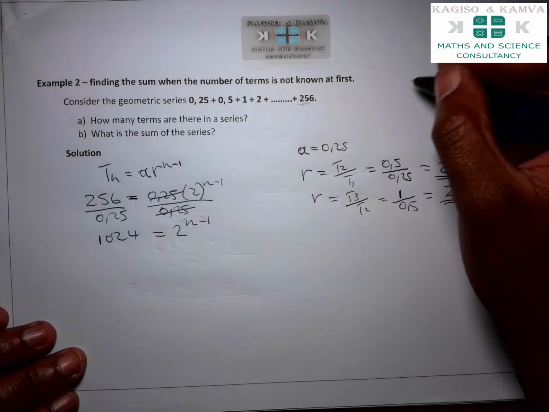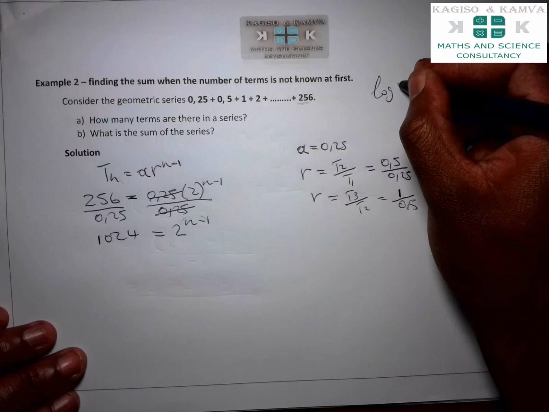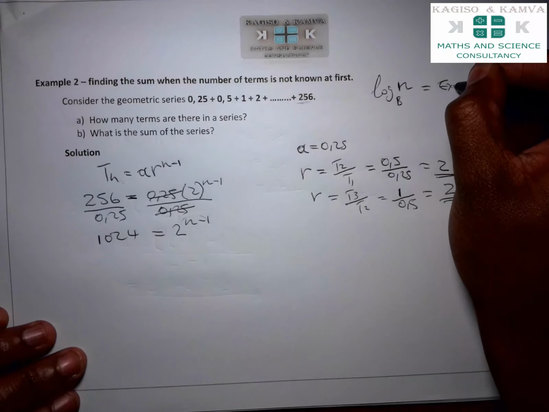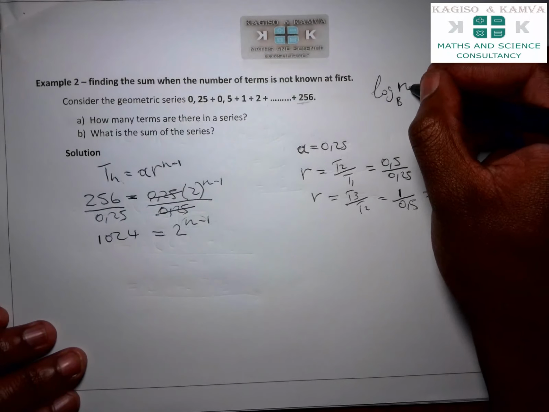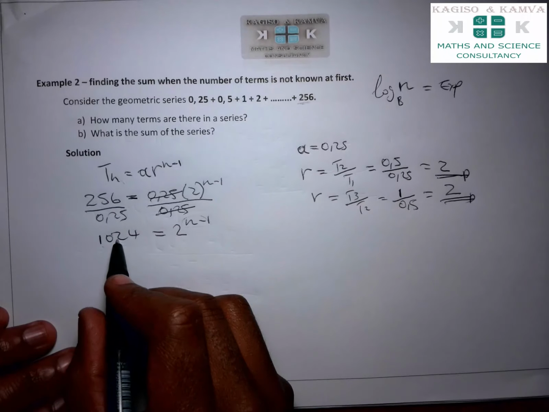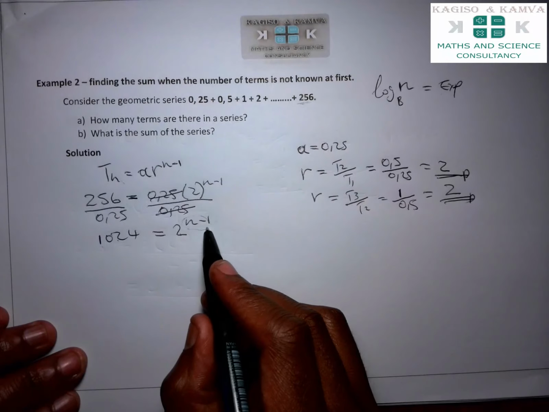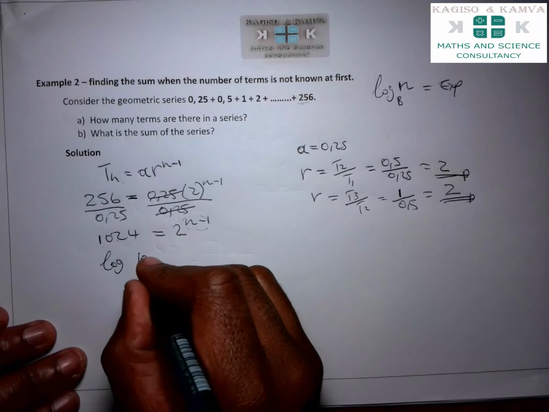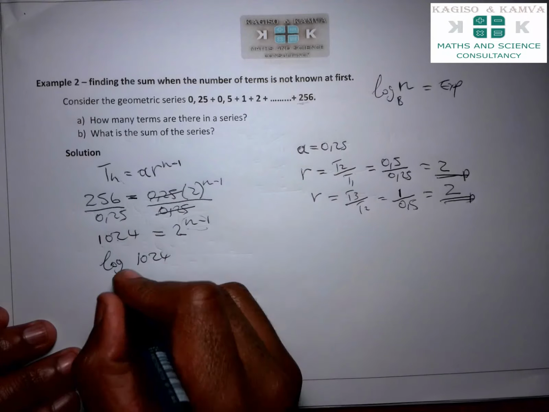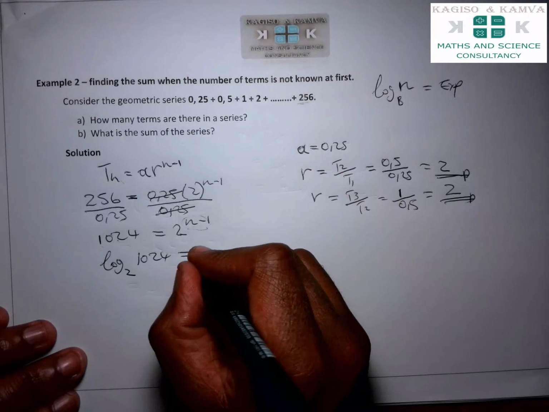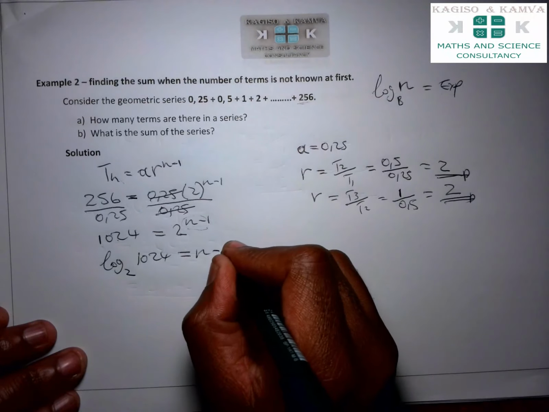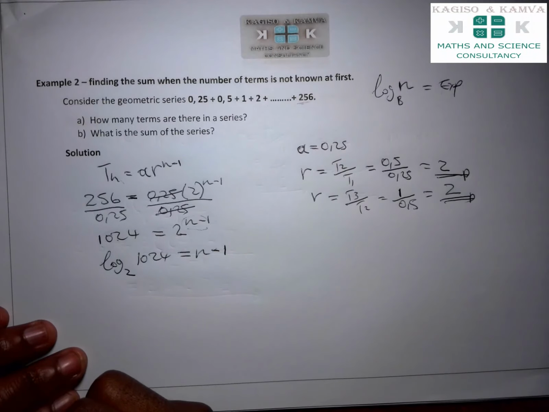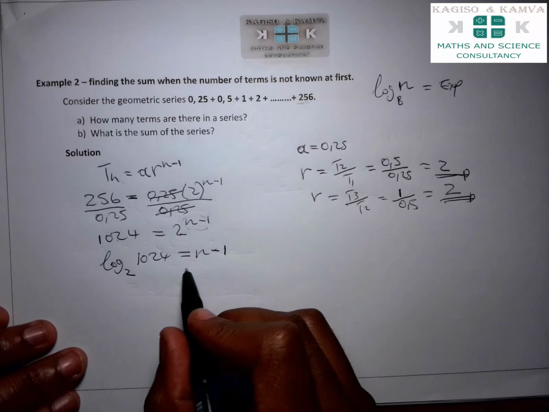Okay, I'll write it there. We say log of what? Log of number, base, is equal to what? Exponent. Okay, now what is the number? The number is this one. The base is that one. Is equal to what? The exponent, which is that. So we're going to say log of 1024, the base is 2, is equal to n minus 1, like that.